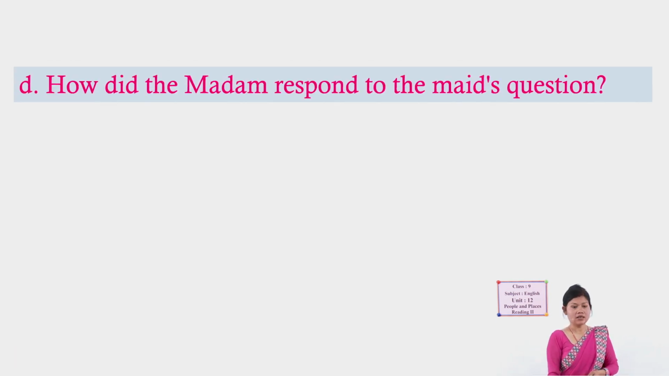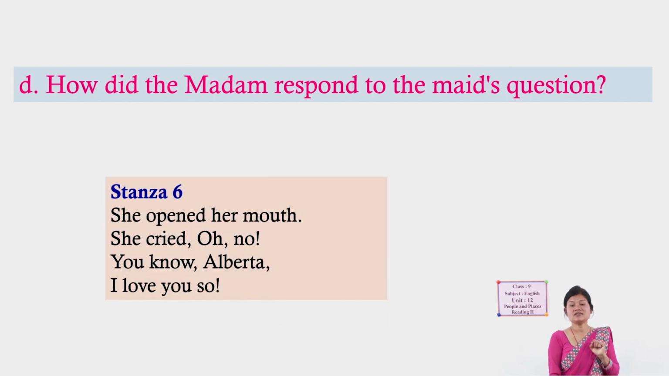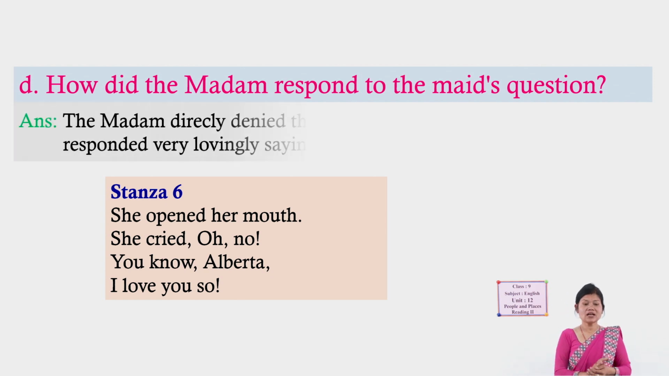And the next one is what? How did the madam respond to the maid's question? Okay, when the maid asked a question to the mistress, how did she reply? Can you remember? Okay, from the 6th stanza you can write there. She opened her mouth, cried, "Oh no, you know Alberta, I love you so." So, it means how did she reply?